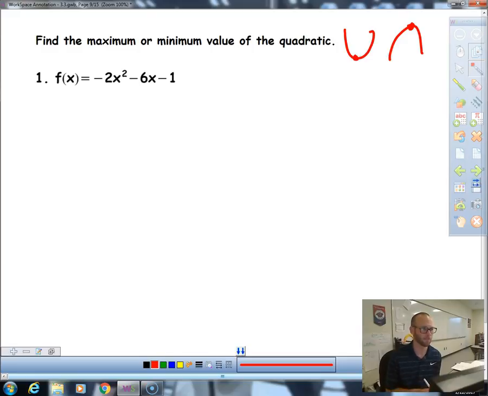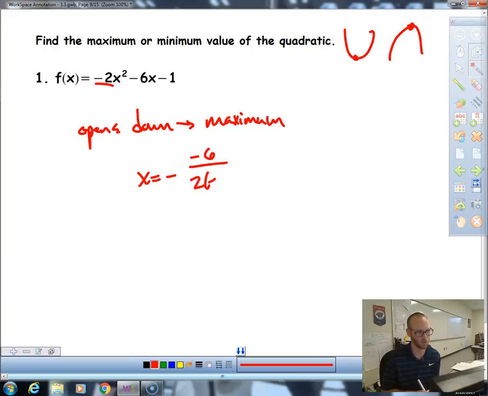So, okay, quick note. Opens down. That tells us right away that if this thing's opening down, we have a maximum. Okay, so let's find it. Vertex, negative b over 2a. Negative, let's see, b is negative 6 over 2a, negative 2. A lot of negatives. Let's be careful with this. 3 over 2, I believe. It would be 6 over negative 4. Perfect. Negative 3 over 2.